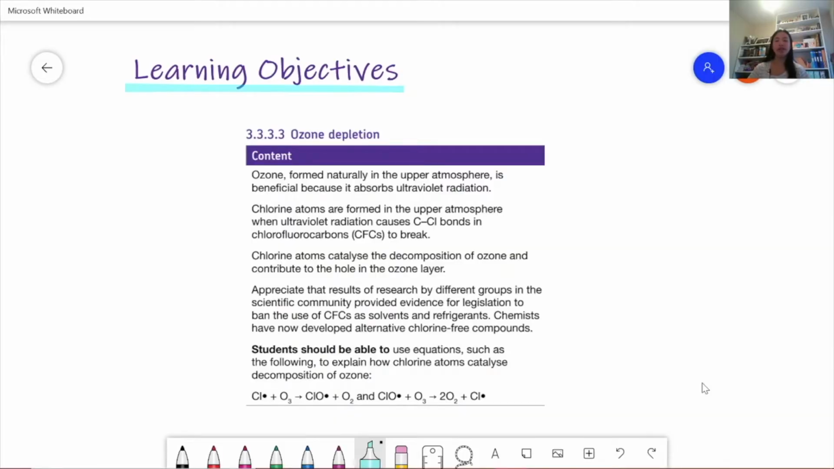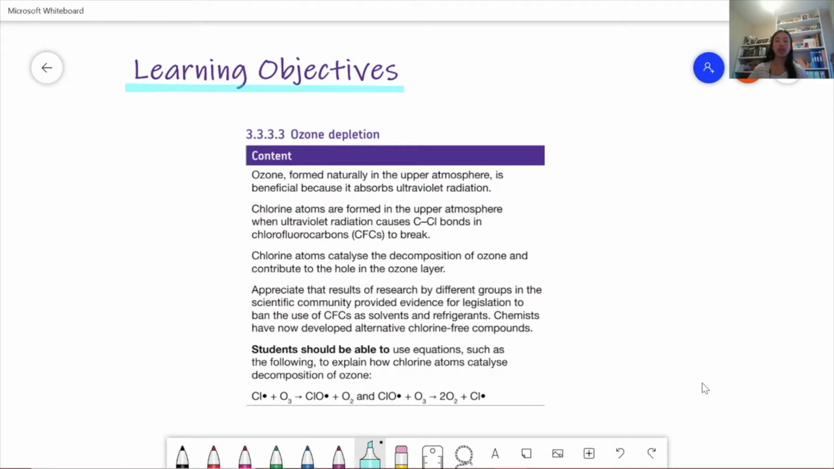Today we're going to be looking at ozone depletion. So ozone is formed naturally in the upper atmosphere and is beneficial because it absorbs UV radiation. Chlorine atoms are formed in the upper atmosphere when UV radiation causes carbon-chlorine bonds in chlorofluorocarbons to break. And chlorine atoms catalyze the decomposition of ozone and contribute to the hole in the ozone layer.